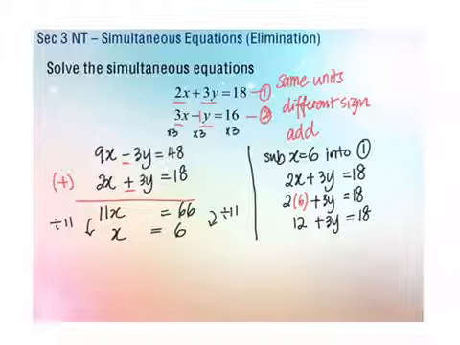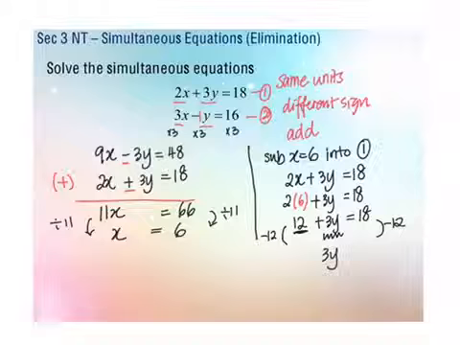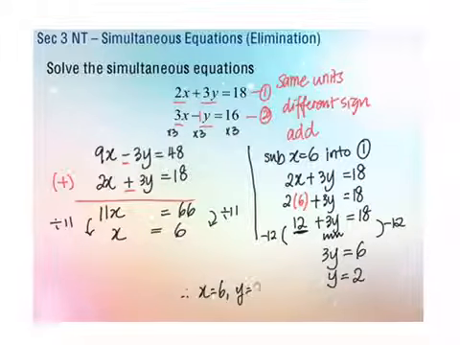I want to find 3y. I do not want 12. So I'm going to subtract 12 from both sides. I'll get 3y. 18 minus 12 will be 6. Dividing both sides by the number 3, y will be equals to 2. Therefore, x equals to 6, y equals to 2.